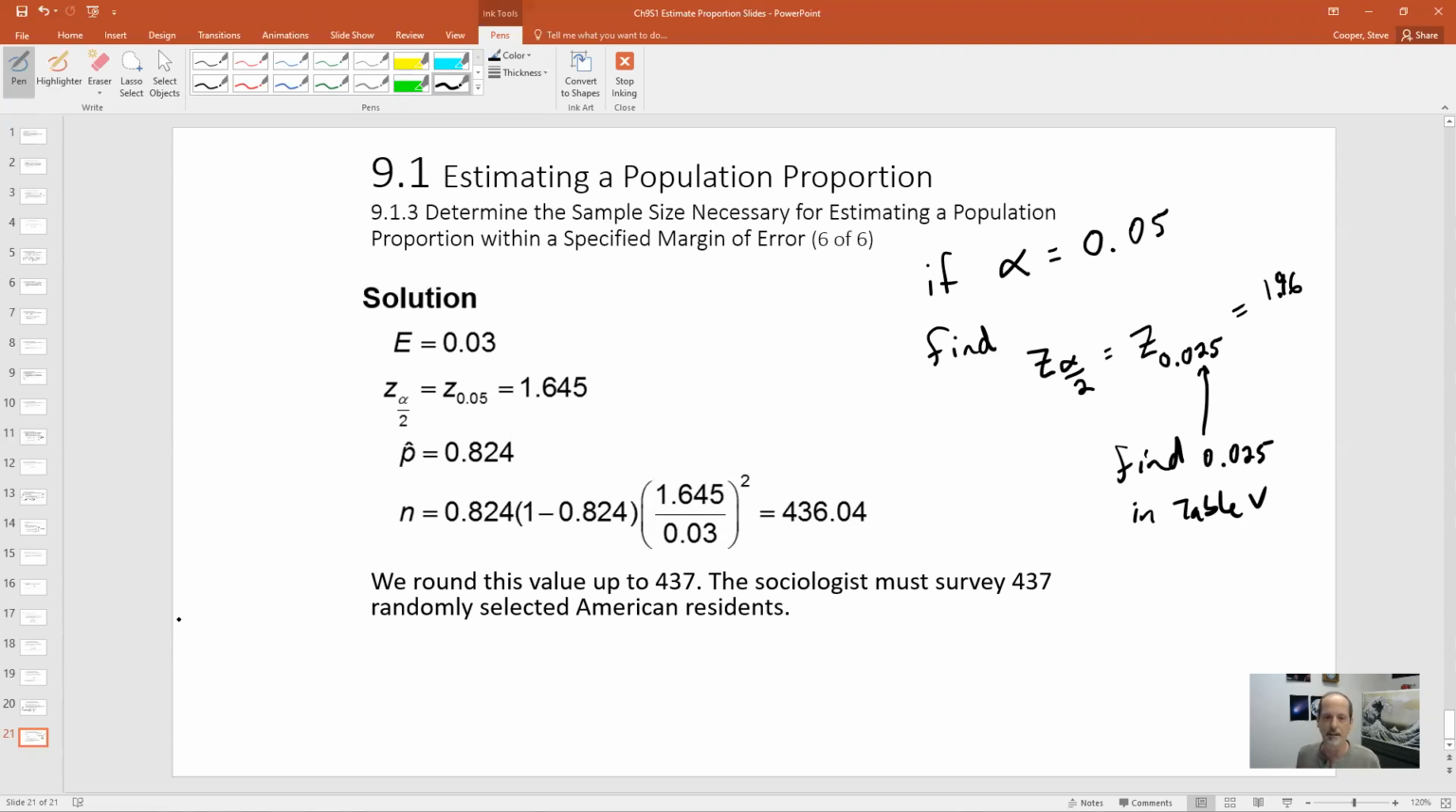Any other questions or comments before we let you loose on your assignment? In our next class, we'll be doing 9.2, and it's going to follow this same kind of concept, but instead of estimating a population proportion, we're going to estimate a population mean. So we're going in the reverse order that we went in 8.1 and 8.2.